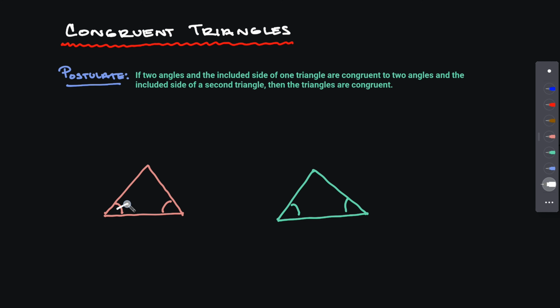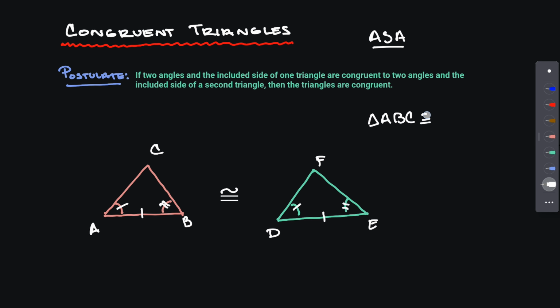If we know that this angle is congruent with this one, this angle is congruent with this one, and the included side is congruent, I mean, these two are congruent, then the two triangles are congruent, and this is called the angle side angle criteria for congruence. So again, if this is A, B, and C, and this is D, E, and F, then triangle ABC is congruent with triangle DEF. Okay. How do we call this criteria?